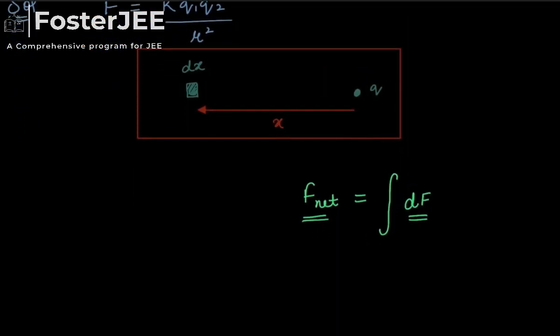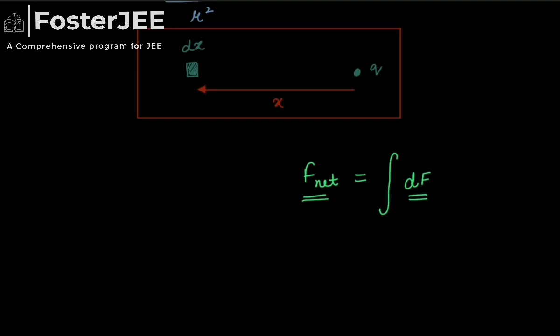Now we will write the force due to this small element. What will be the force? That is dF. Why dF? Because since it's a very small element, the force also is very small. That's why we use dF here. What will be the force? The force is k q q1 upon x square. Why? Because the distance between them is x. Now what will be q1? q1 will be the charge on this particle.